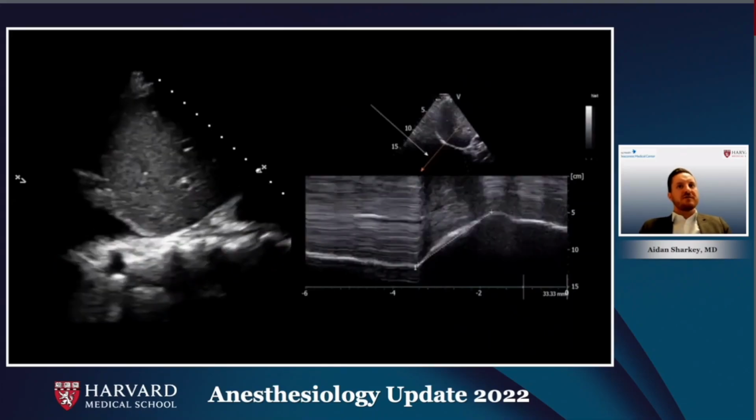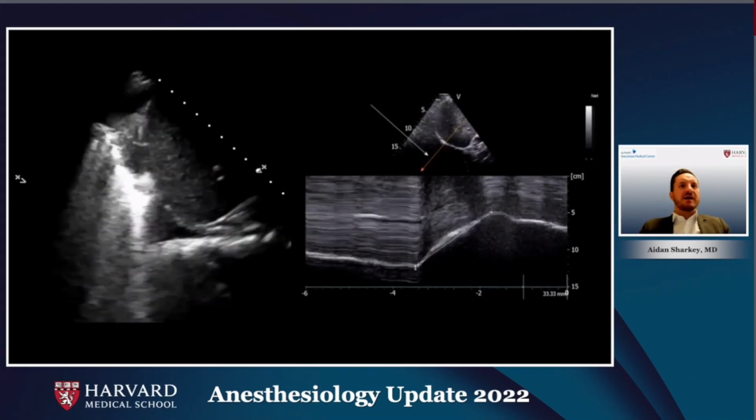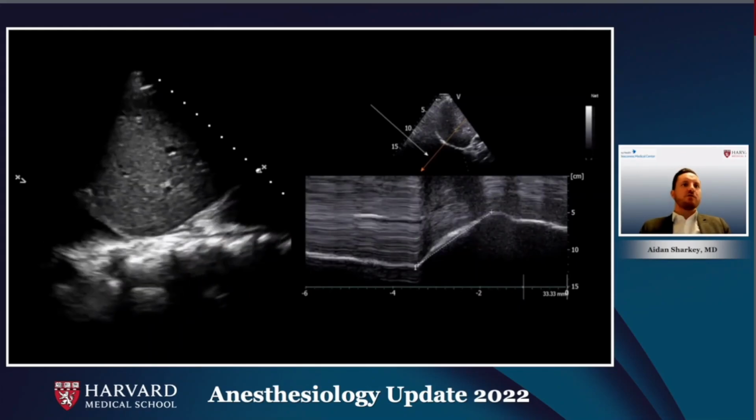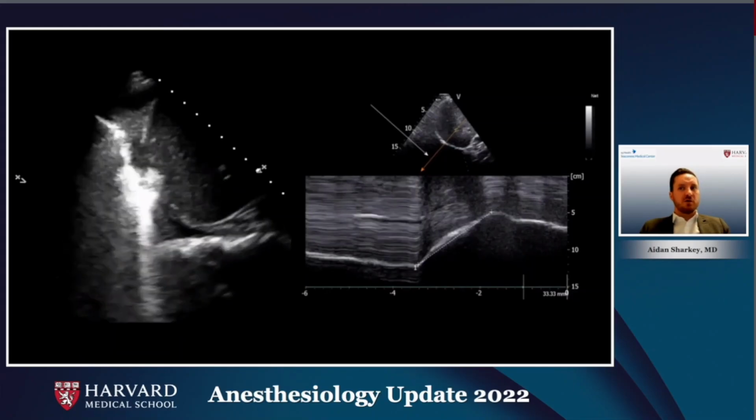When performed, this is the image that is obtained with the liver in the center of the picture, and we can clearly see the movement of the hemidiaphragm with respiratory motion. This movement can be objectively quantified using M-mode so as to calculate the degree of movement.